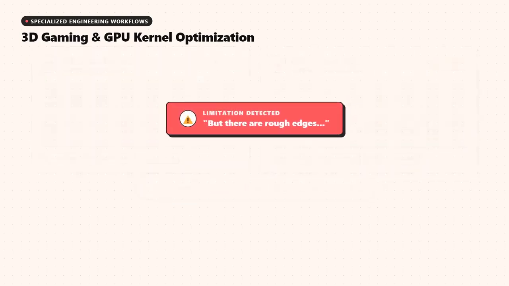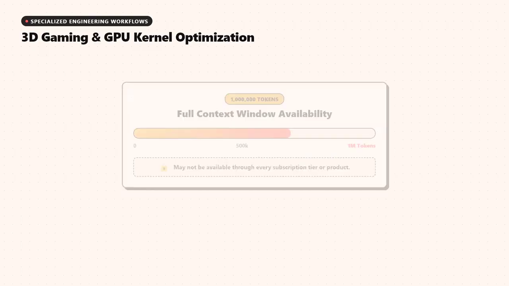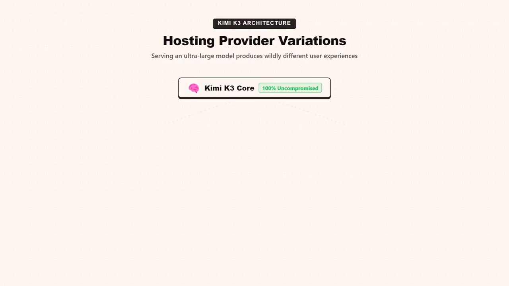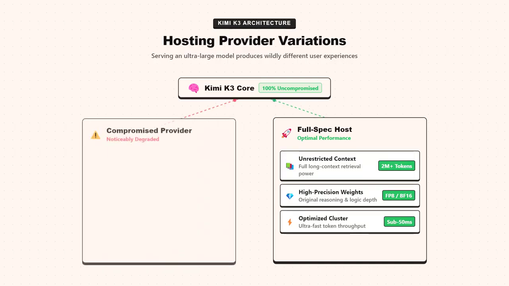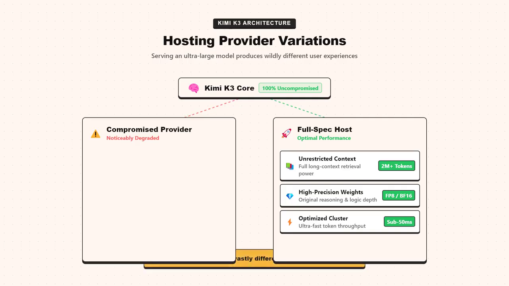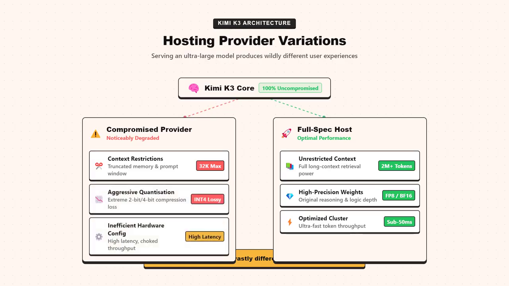But there are rough edges. The full 1 million token context may not be available through every subscription or product. The model can behave differently depending on the company hosting it. And because this architecture is unusual and extremely large, serving it correctly is not trivial. A provider could technically claim to offer Kimi K3 while using context restrictions, aggressive quantization, or an inefficient configuration that produces a noticeably different experience.